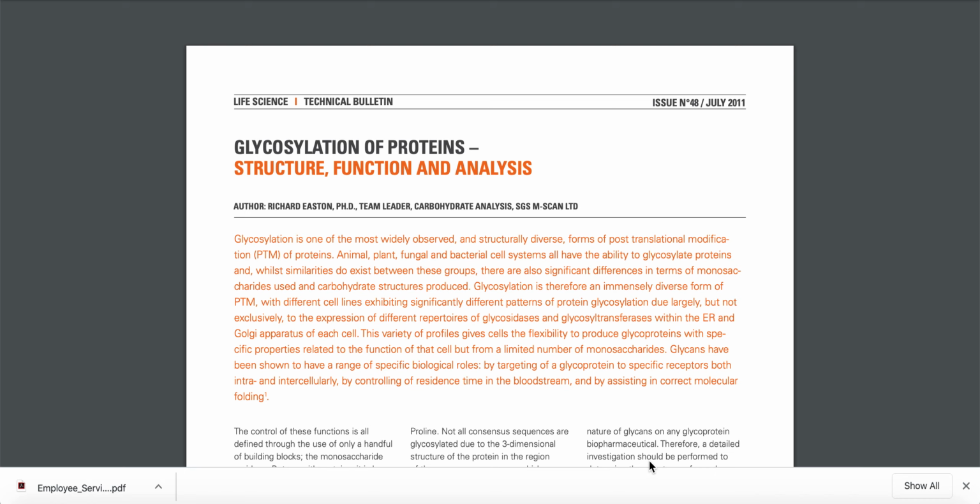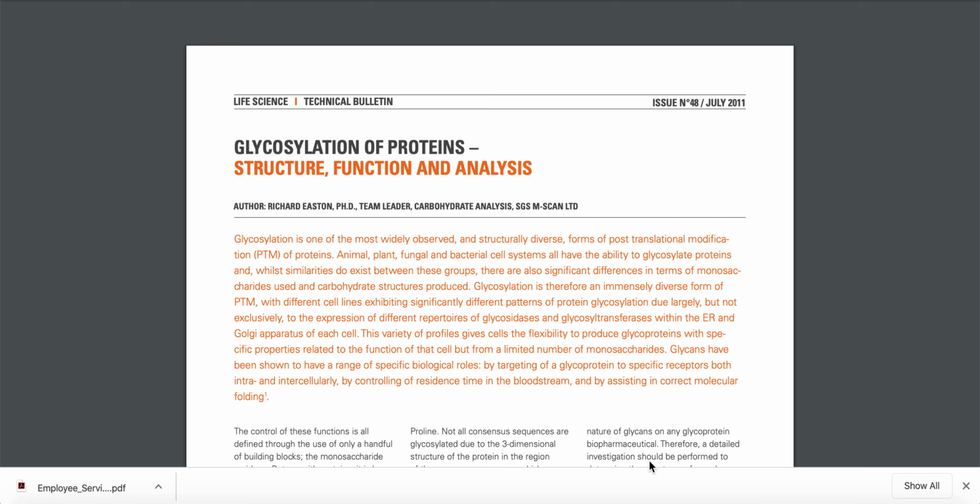Glycosylation is therefore an immensely diverse form of PTM, with different cell lines exhibiting significantly different patterns of protein glycosylation due largely, but not exclusively, to the expression of different repertoires of glycosidases and glycosyl transferases within the ER and Golgi apparatus of each cell. This variety of profiles gives cells the flexibility to produce glycoproteins with specific properties related to the function of that cell, but from a limited number of monosaccharides.